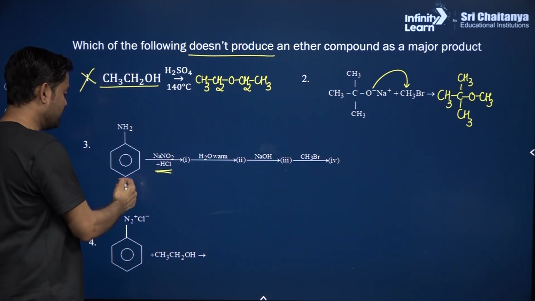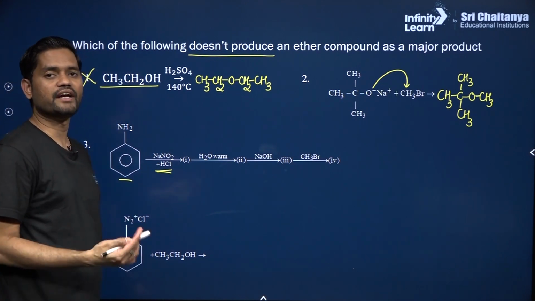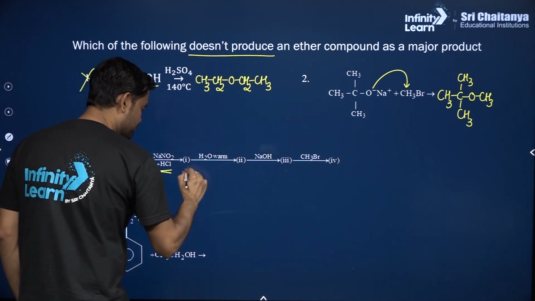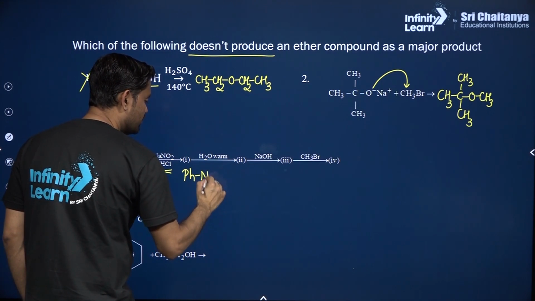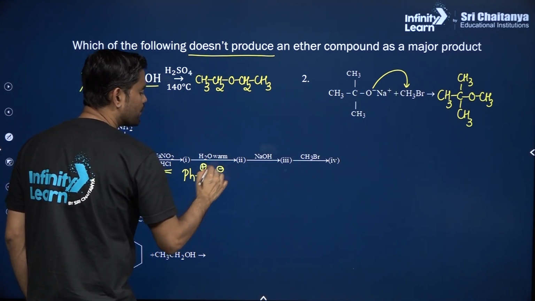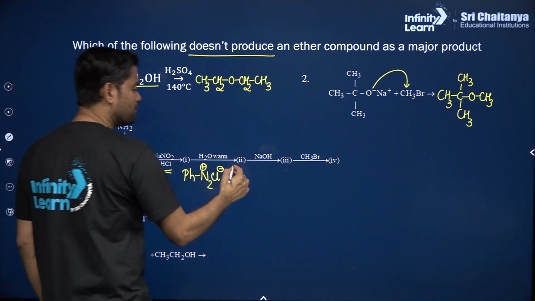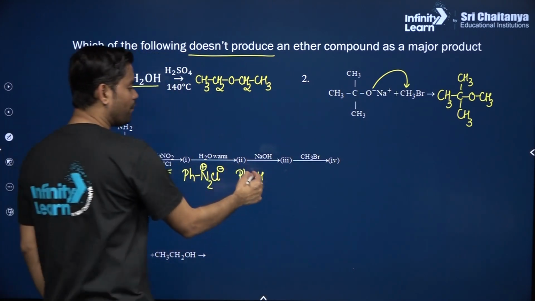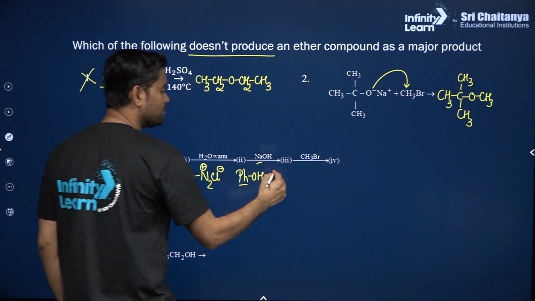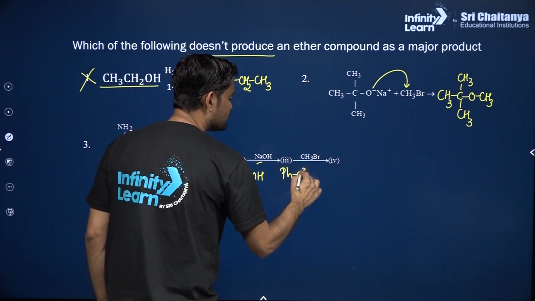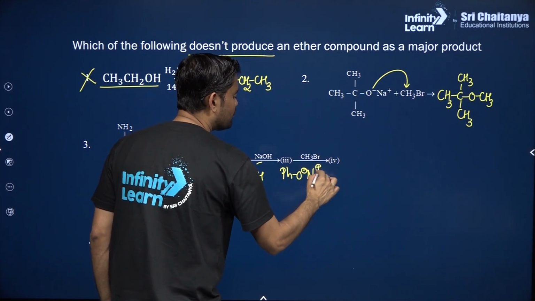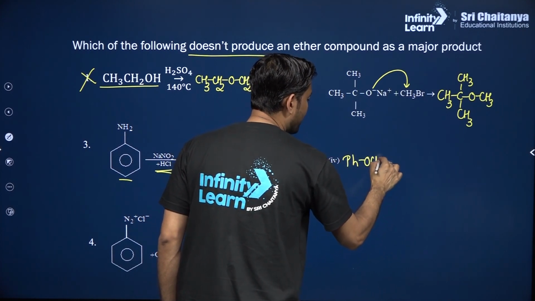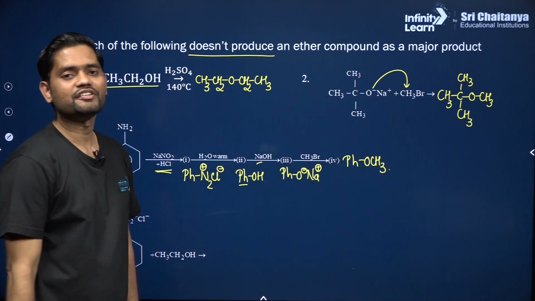Why can I say that? Because aniline in the presence of sodium nitrite and HCl will give you nitrous acid, and it will carry out diazotization. So it will give you benzene diazonium chloride. Benzene diazonium chloride, upon treatment with warm water, will give you phenol. Then phenol, again treatment with NaOH, this is acid and this is base, so it will give you phenoxide. And then finally it will undergo Williamson synthesis again to give you anisole, that is methoxybenzene.